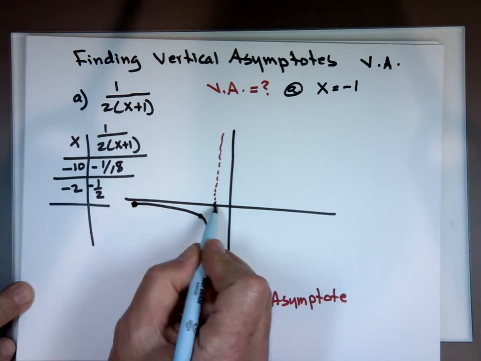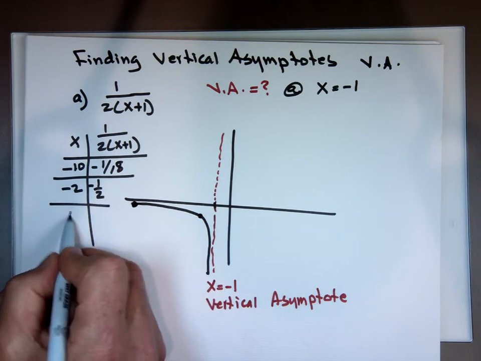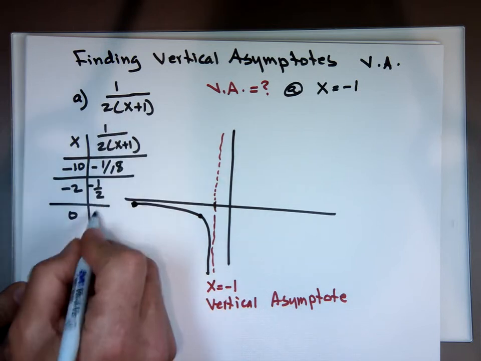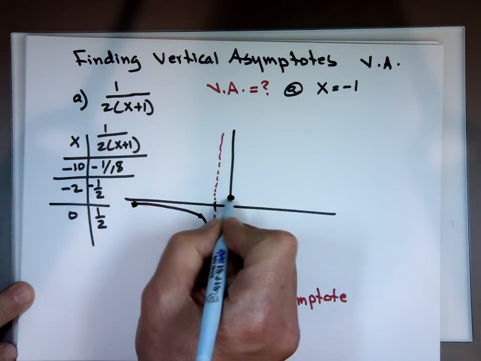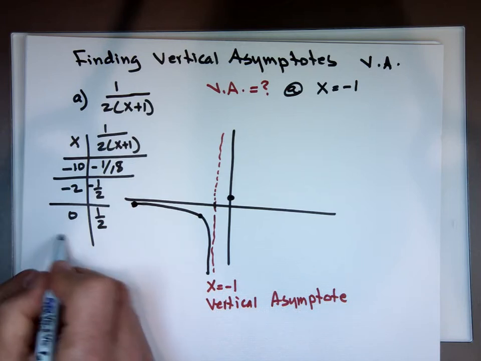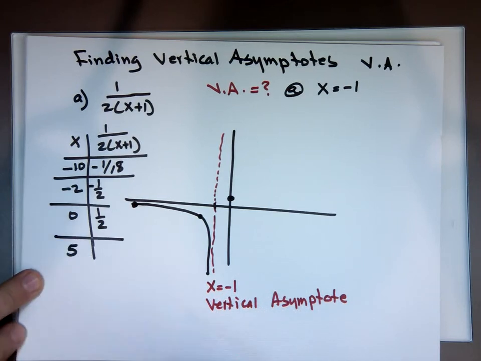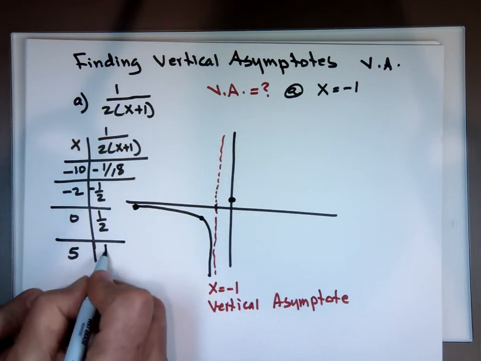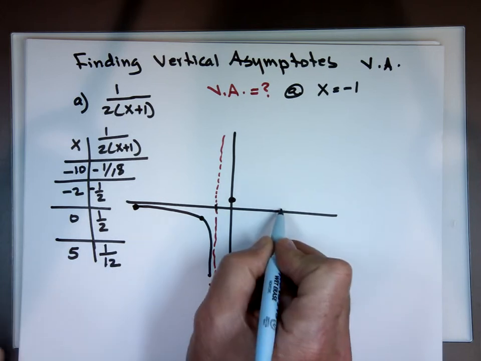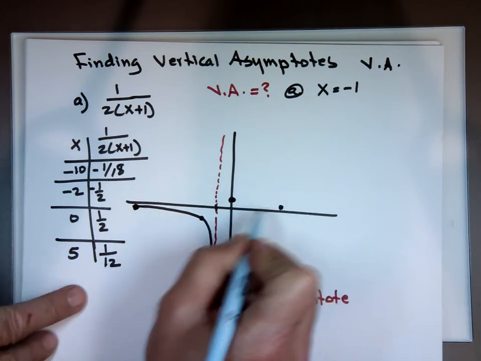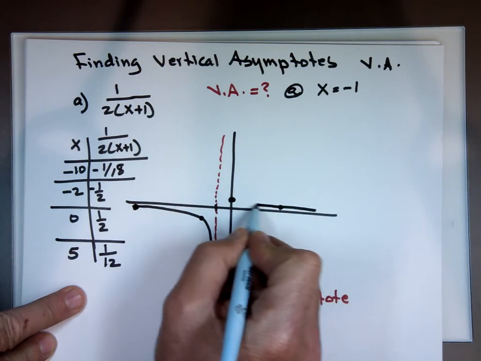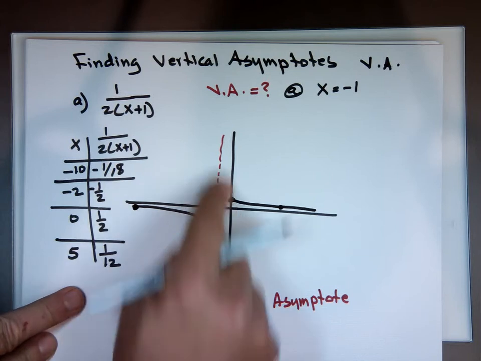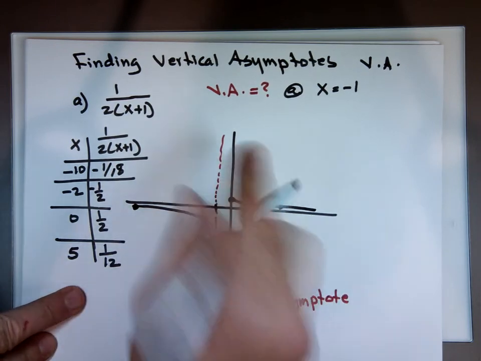Let's try it to the right of the minus 1. Let's take a 0. 0 gives me what? 1/2. Somewhere here. Let's try the 5. 5 and 1, 6. Is that 1/12? That's also close to 0, right? So if you travel this way, it's going up higher. See, it's rising. As you approach this, you're either going to go plus infinity or minus infinity. Well, since it's rising, where is it going to go?